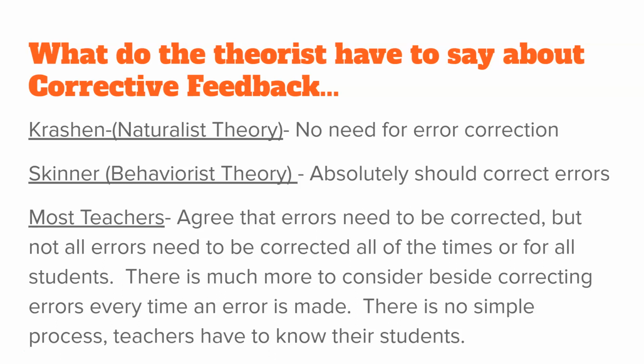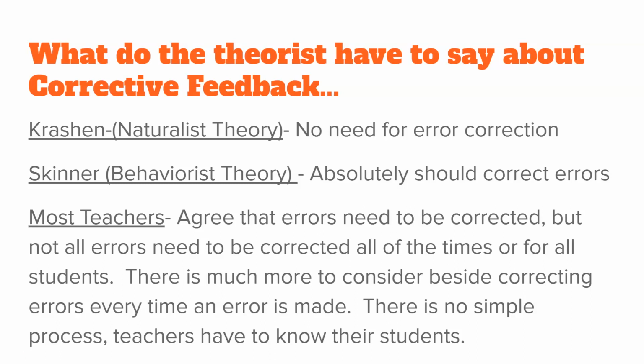So Krashen believed that there was no need for error correction, that learners are monitoring using what they learned, and they're monitoring their production, and they will correct on their own. Okay, Skinner believed that there absolutely should be error corrections. Okay, and that's a part of the positive and negative reinforcement. If you do something right, you're positively reinforced. If you do something wrong, you're negatively reinforced.